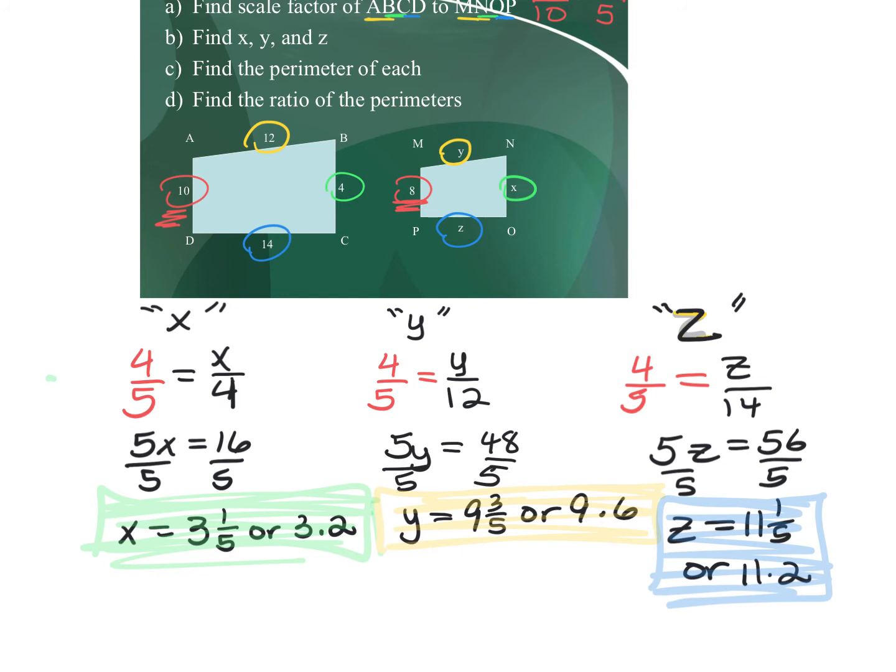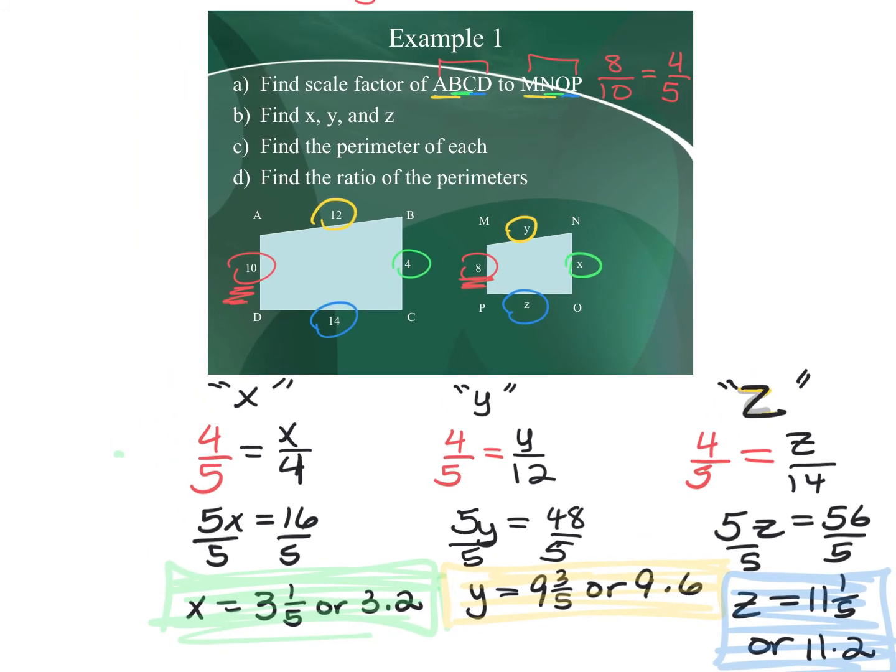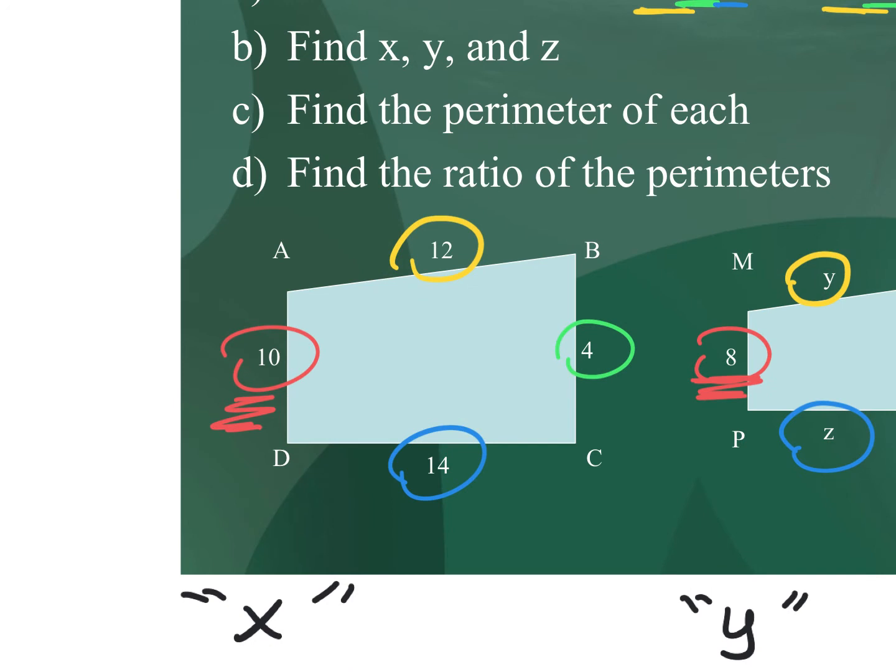Now it wants me to find the perimeter of each of the figures. Remember, to find perimeter, we need to add up all the sides. So if I go back up here now, I can see I've got all the numbers on the larger one. So all I need to do is add 10 plus 12 plus 4 plus 14, and the perimeter here is 40 units.